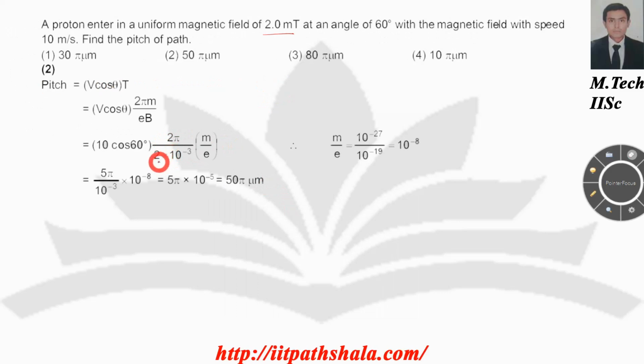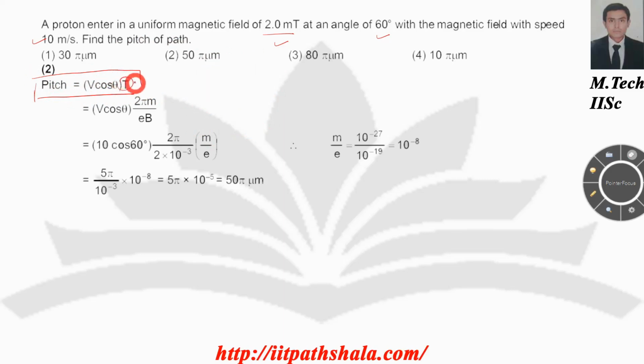Very much simple question. In this question you are given the magnetic field, the angle, and the velocity. You have to find the pitch. From the direct formula itself, I know that pitch is nothing but v cos theta into t, and t is the time taken to complete the whole circle.